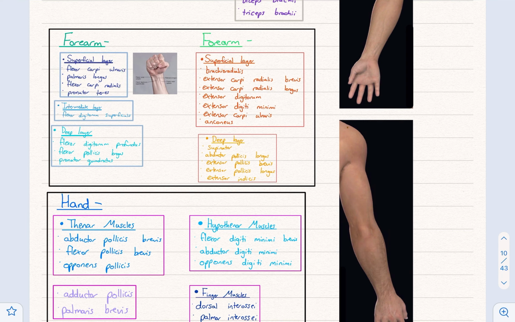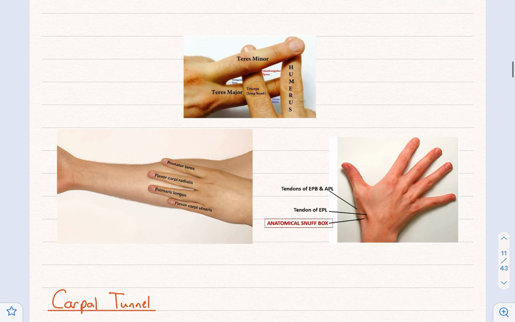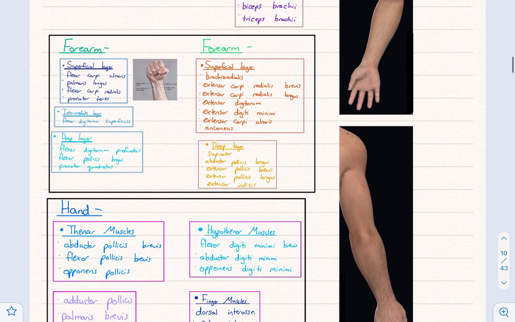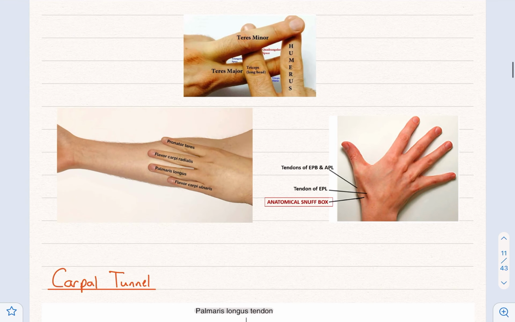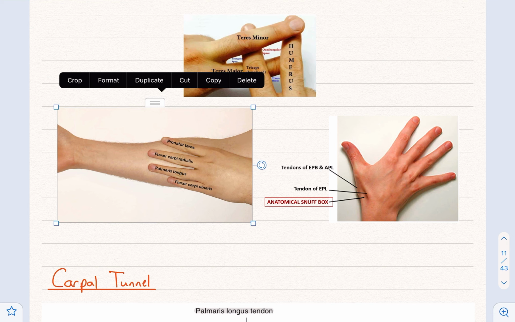Superficial layer of the forearm. So, oh, I forgot to say, with the flexors of the forearm versus the extensors, flexors all originate from the medial epicondyle, extensors from the lateral epicondyle. So, if you put your hand on your medial epicondyle, this is what you'll see.